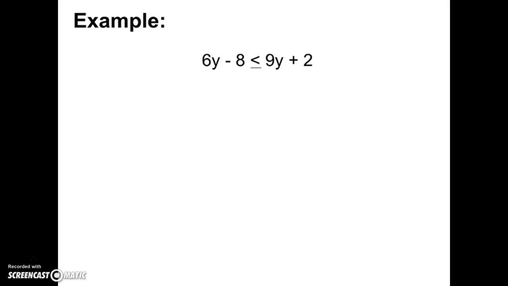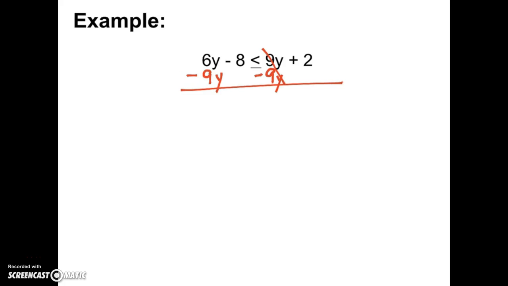Okay, our first step on this one is to get all of the y's on the same side of the inequality. Now, it doesn't matter which side you move them to, but I usually move mine to the left. So I'm going to subtract 9y here. Remember, if I'm subtracting, nothing happens to the less than or equal to sign. It stays the same.